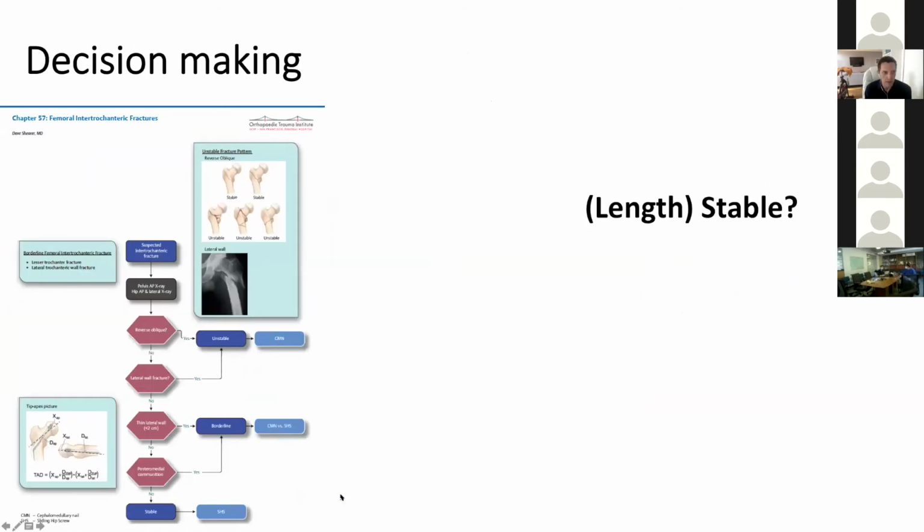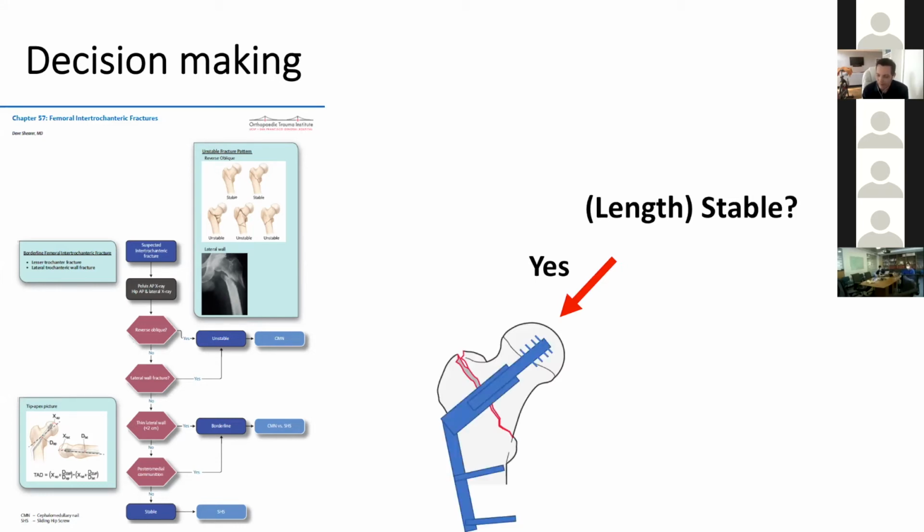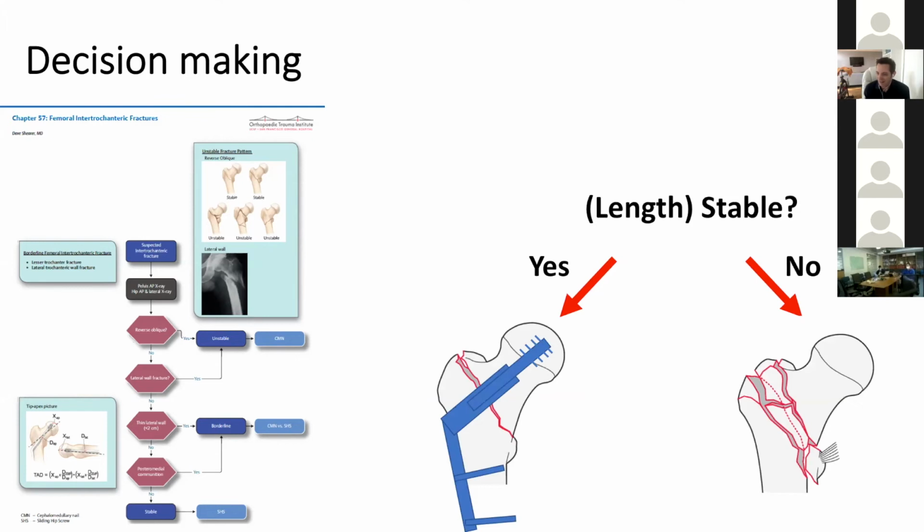All right. So all about decision making, and this time this is again from the OTA decision making book, and this algorithm was written by Dave Shearer. But really, you can sum up the whole algorithm into one question, especially now that you know the classification: is the fracture length stable or not? The proximal femur area, is it length stable or not? If it's a stable fracture pattern, you go with a plate and a sliding hip screw. If it's unstable, not length stable, then you go with a nail.